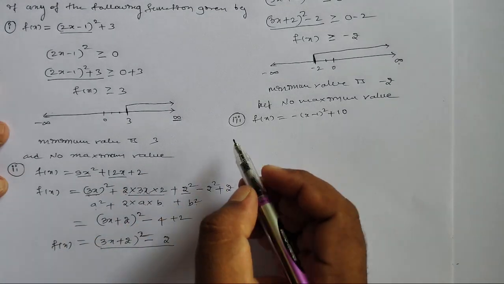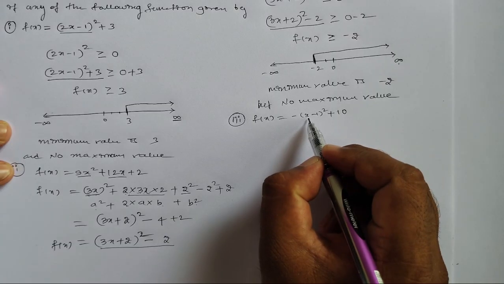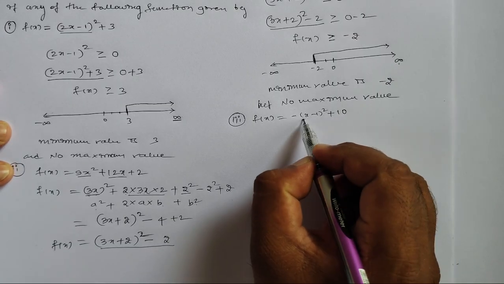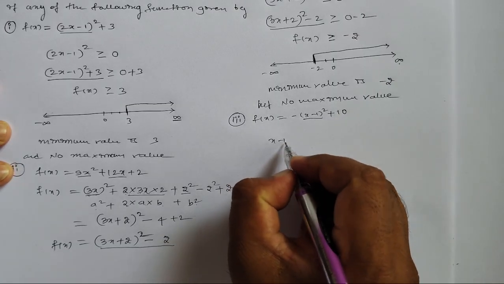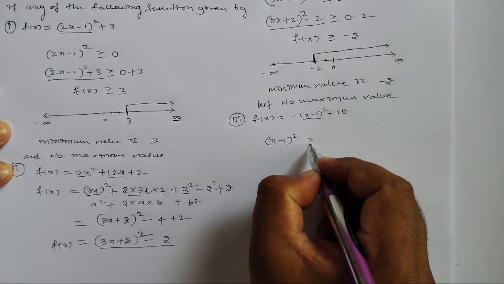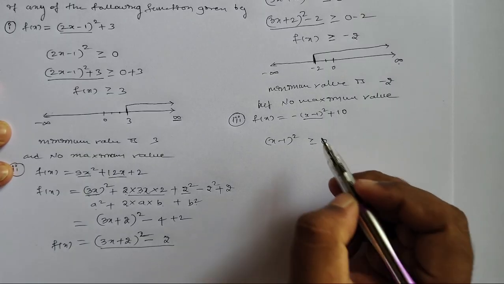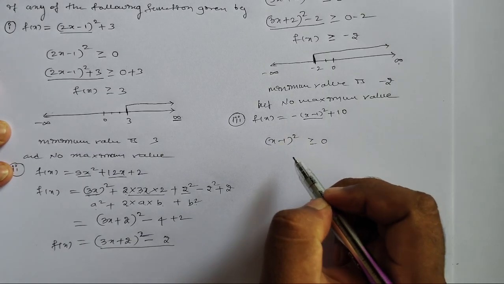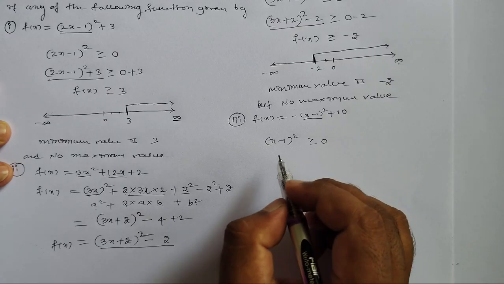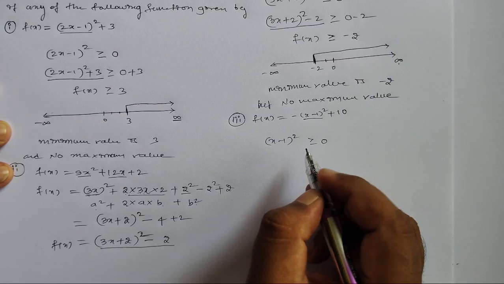Next, the third one: minus x minus 1 whole square plus 10. I will take only x minus 1 whole square. So square is always greater than or equal to 0. Here minus is there, so I will multiply minus 1 on both sides. The inequality changes. You know the first inequality, right?